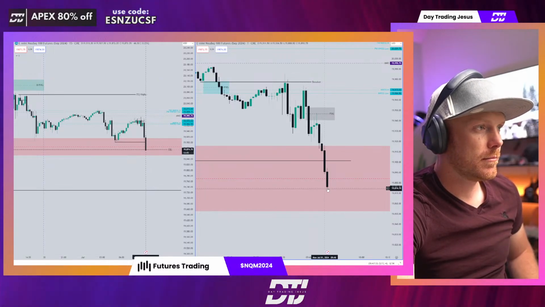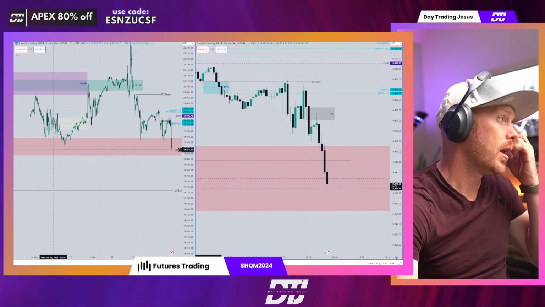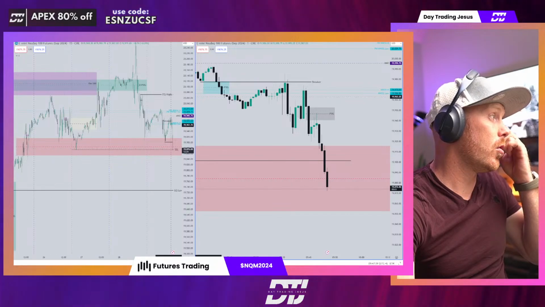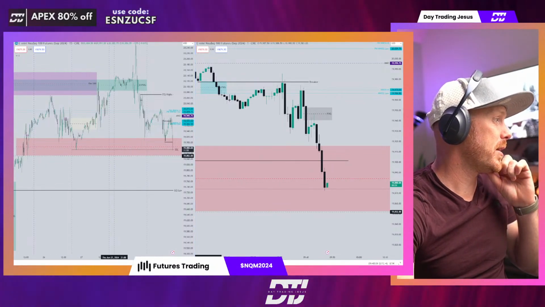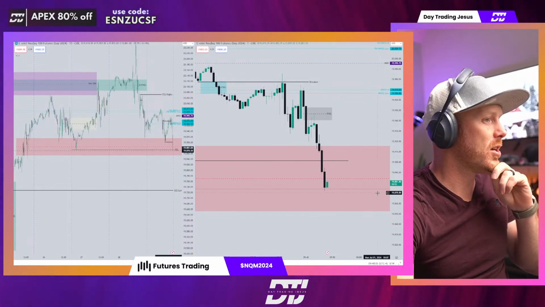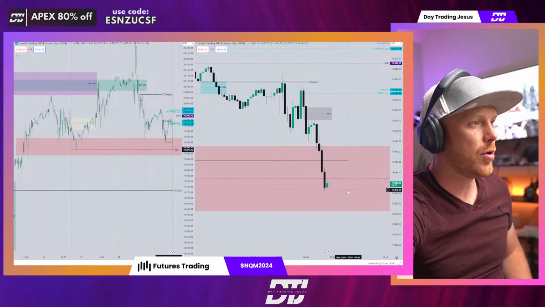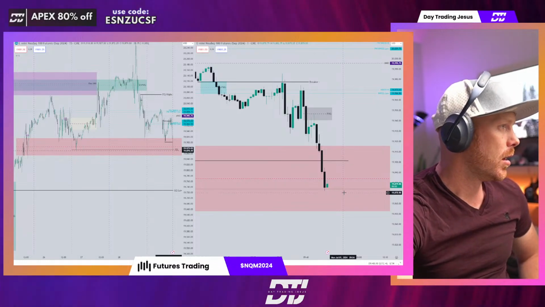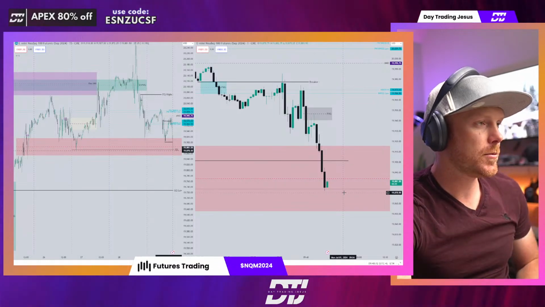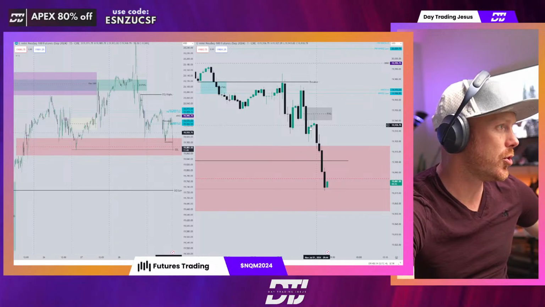I'm sorry. There's the low. All right, so we hit this swing low. That's a big target on the sell side. That was one of my targets I did not want to hit before news, and we decided to hit it. So we're going to see what price wants to do now.